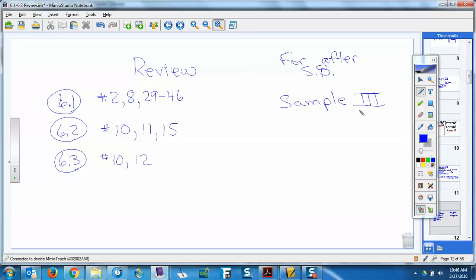Sample 3. The next multiple choice section, and then 1 and 2 in the free response section. The 29 through 45 multiple choice are calculator problems, and I think 1 and 2 on the free response are calculator problems too.